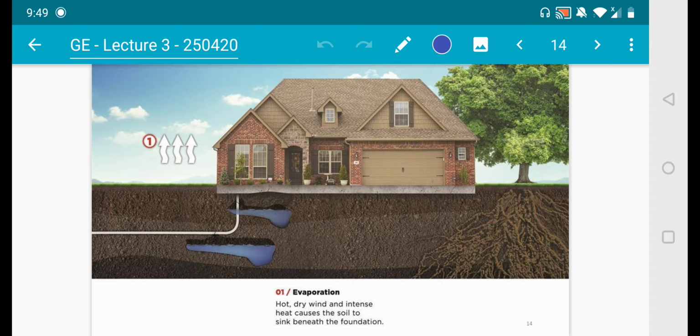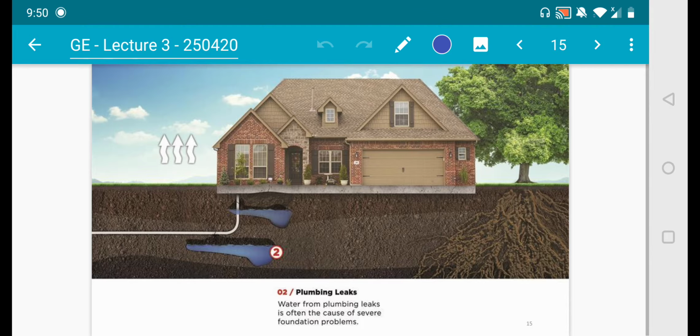Now, what could possibly be some negative effects from this development? First, let's look at evaporation. Hot, dry wind and intense heat cause the soil to sink beneath the foundation. It makes sense. You have a series of changes in climate, especially in four-season countries, where it becomes hot and then cold, hot and cold, hot and cold. This creates some instability in the soil structure. That's why you can see movement or settlement of this house due to the evaporation of water. So the first is evaporation.